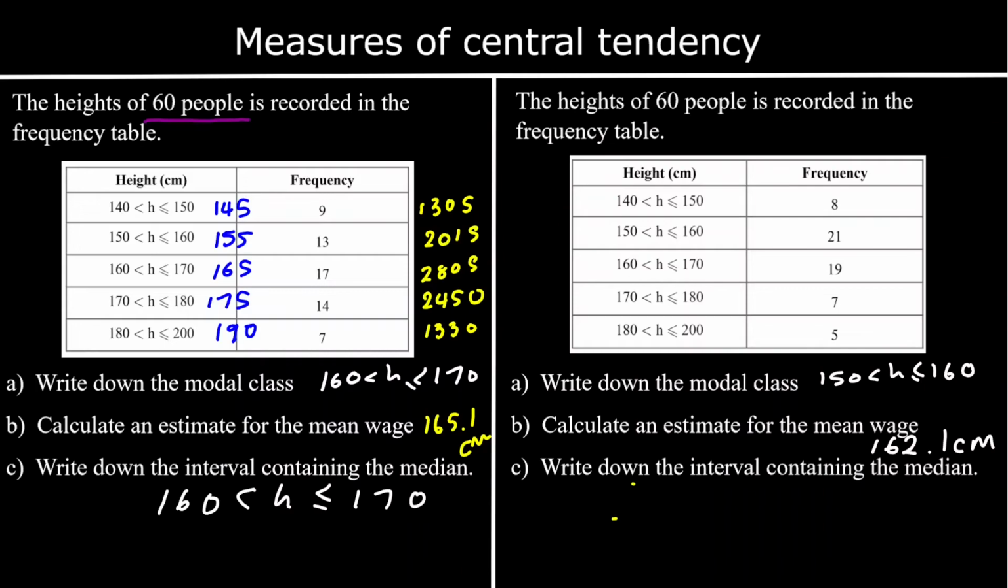Write down the interval containing the median. So again, 60 people. We've got 29 up to 160 centimeters. So it's going to be in the next one. The halfway point is going to be into the 160 to 170 group.